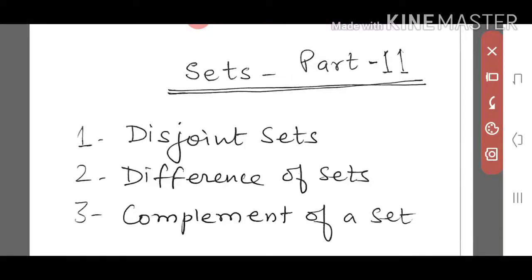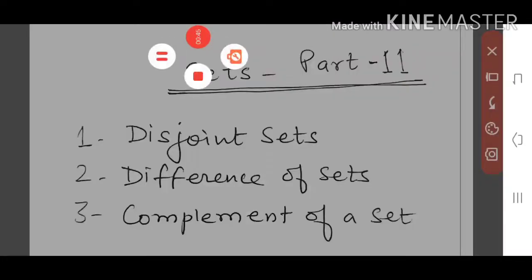Look here, this is part 11 of the set topic. This is the 11th video of this topic. In this part 11 we will do disjoint sets, difference of sets and complement of a set. So three things we will understand today and we will do much practice for these three operations. Which pairs of sets will be disjoint, we will do; differences of sets we will do; and complement of sets we will do. Hope you understand these.